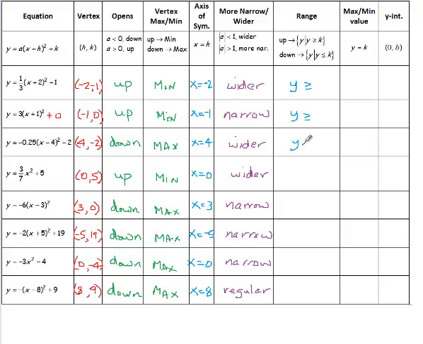Down, y less than or equal to. Up, y greater than or equal to. Down, and the rest are down, so I'll just fill them in quickly. So y less than all the way down. Now all you put in now is the k value.